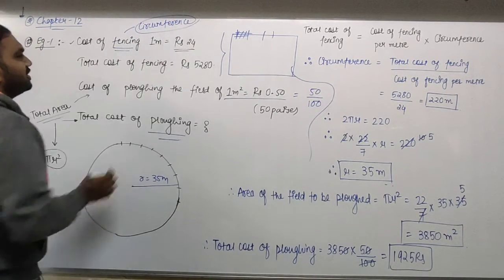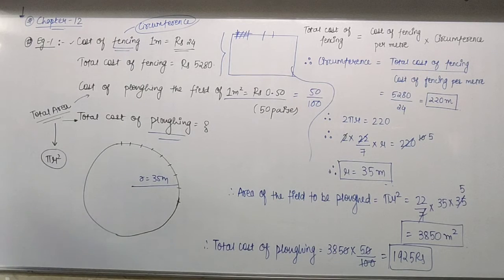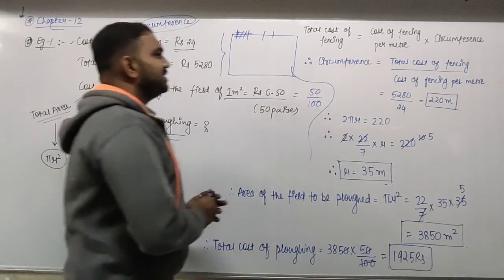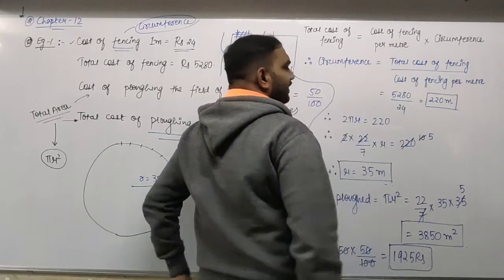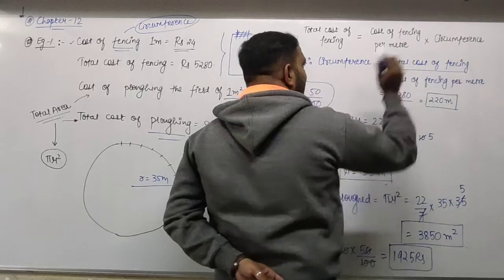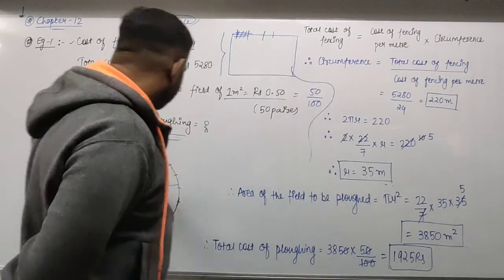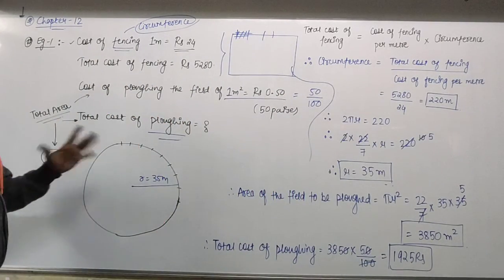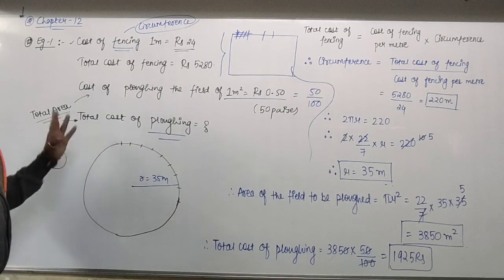તો ફેન્સિંગ ક્યાં હોય? તો કે ફેન્સિંગ જ્યારે પણ આપેલું હોય ત્યારે તમારે હંમેશા એનું સર્કમ્ફરન્સ યાદ રાખવાનું. સર્કલ હોય તો સર્કમ્ફરન્સ ઉપર, સ્ક્વેર, રેક્ટેંગલ, ટ્રાયેંગલ ગમે તે હોય તો એની પેરીમીટર ઉપર. બરોબર? ટોટલ કોસ્ટ ઓફ ફેન્સિંગ ઇઝ ઇક્વલ ટુ કોસ્ટ ઓફ ફેન્સિંગ પર મીટર મલ્ટીપ્લાઈડ બાય ધ સર્કમ્ફરન્સ. એને 1 મીટરનો જે કોસ્ટ હોય એનાથી મલ્ટીપ્લાય કરો તો આપણને ટોટલ કોસ્ટ મળી જશે.